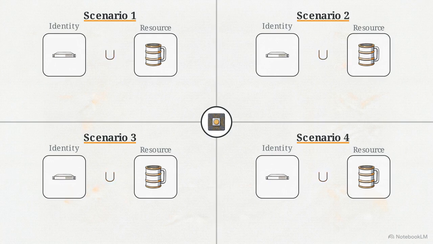In scenario 1, the instance role has an identity policy granting S3 read access. The bucket has no policy attached. The request is allowed based entirely on the identity's permissions.